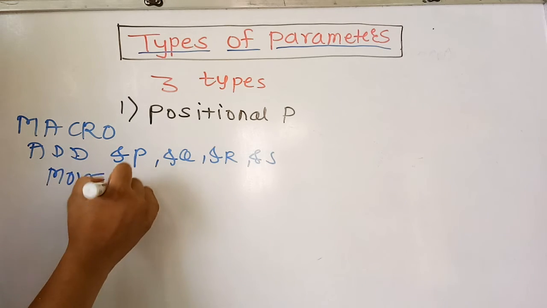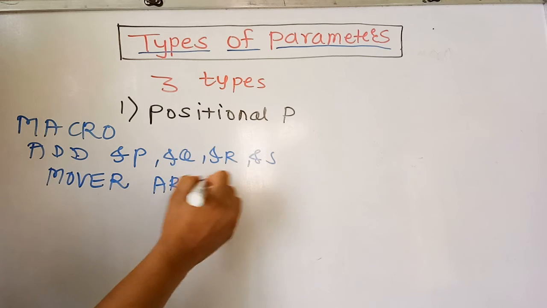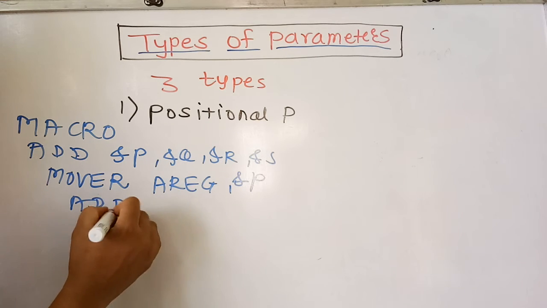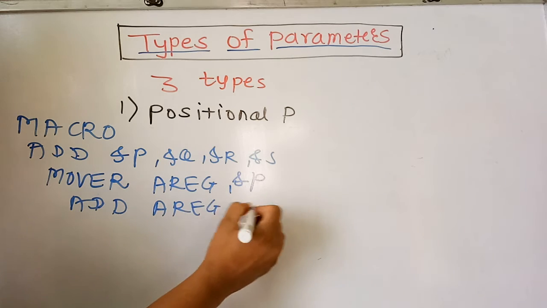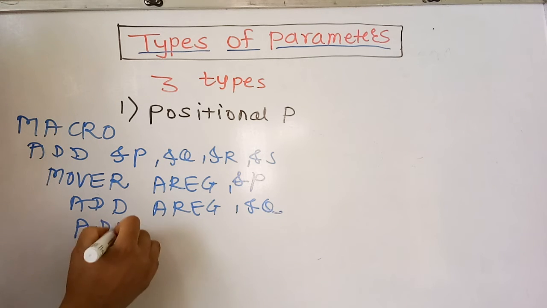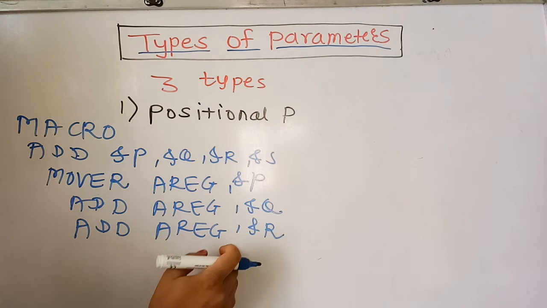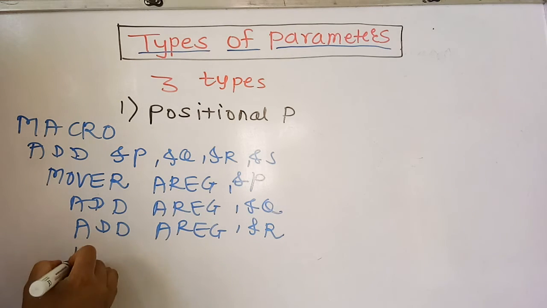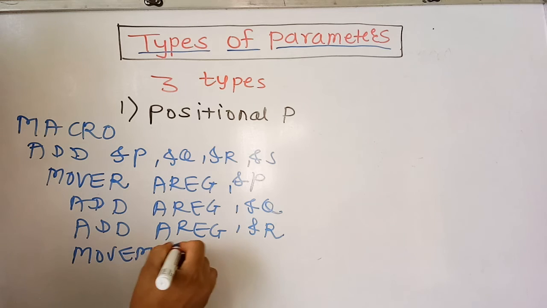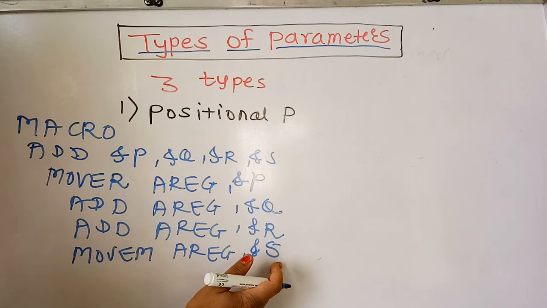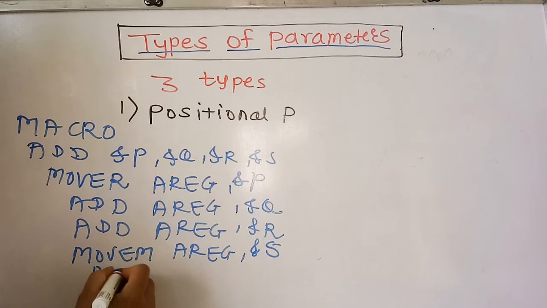For that, you will first of all load in the register the value of ampersand P. Then add the remaining with it, that is add A register Q, and then again add A register R. As the addition of the three variables is completed, you have to move it into the other variable, that is move A register into ampersand S, the value stored in S. Okay. Then here is the macro end. Then how to call the macro?